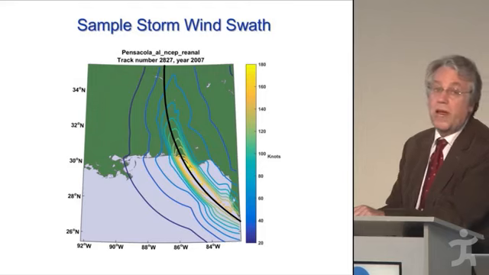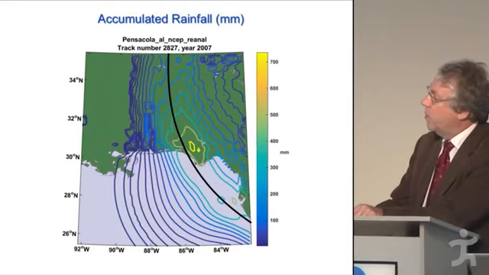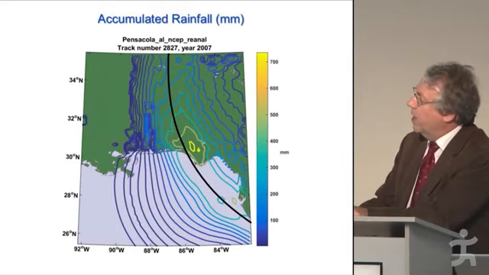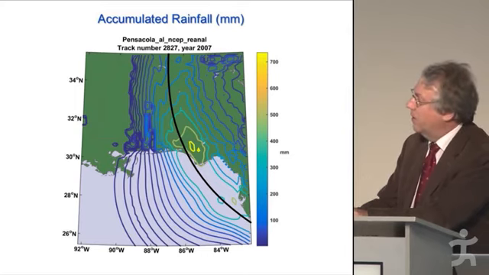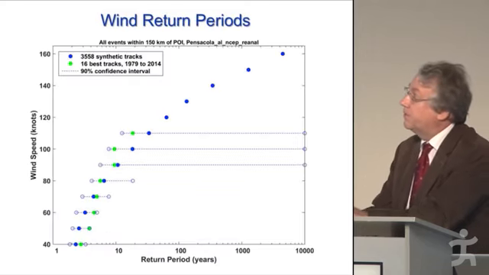This is the same thing, but for rain. The model also produces rain. This one was a whopper. It produced, in this area here, 700 millimeters. That's 70 centimeters. That's a lot of rain during the passage of the storm. That would have caused a lot of freshwater flooding. And so we can do statistics.